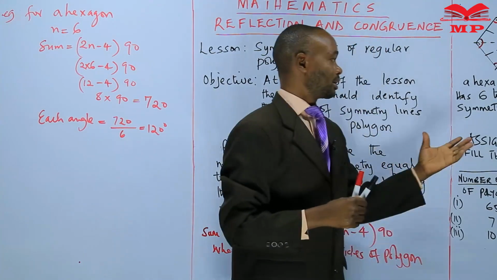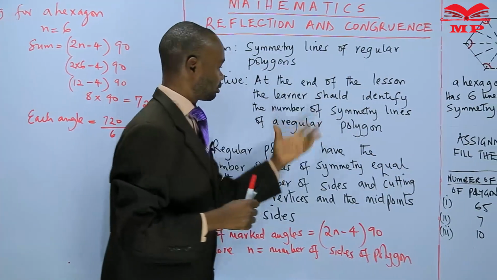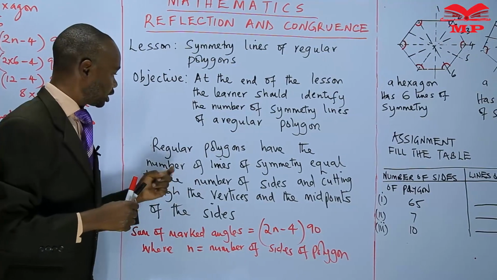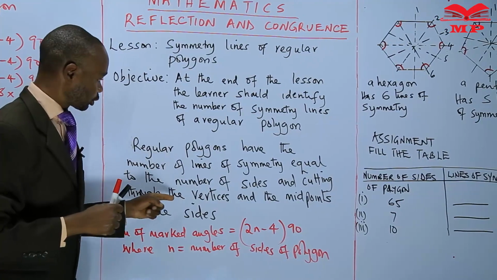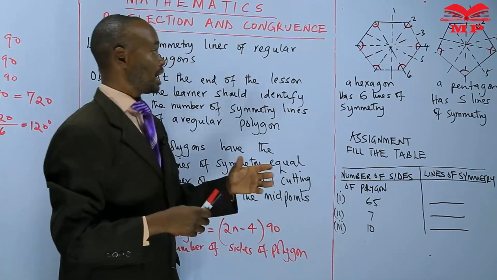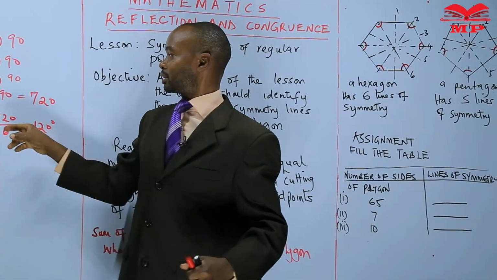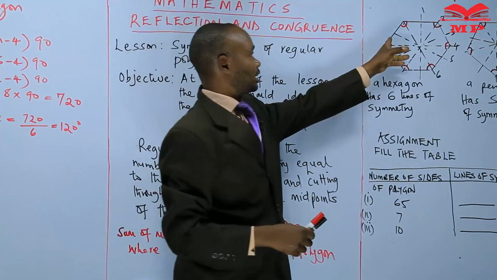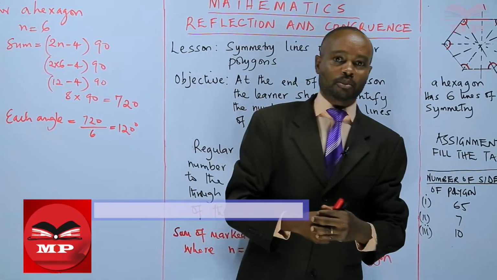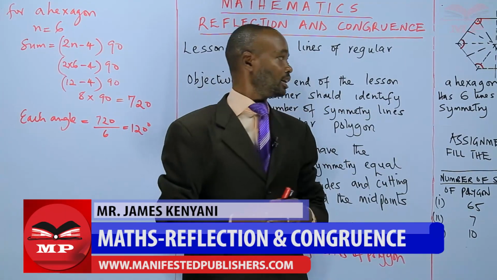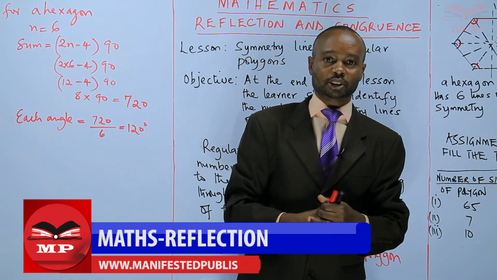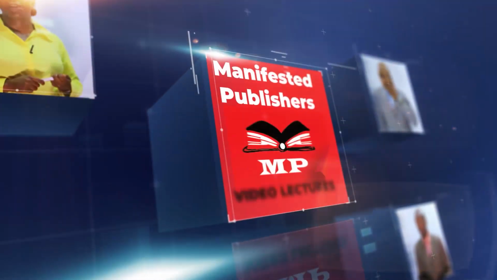At the end of the lesson, I hope you've gotten the number of sides. Regular polygons have the number of lines of symmetry equal to the number of sides, cutting through the vertices and the midpoints of the sides. And another tip is on getting the sum of angles at the vertices. At that moment, I end the lesson, and I hope you'll fill the table before we meet in the next lesson. Thank you and bye.